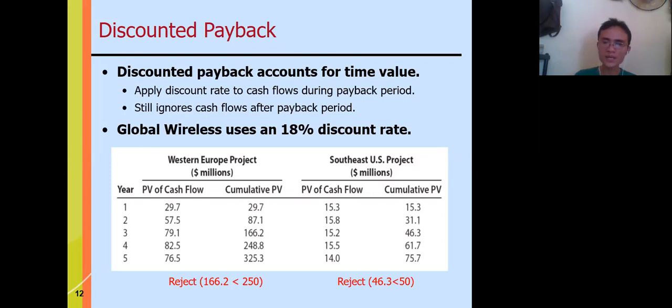And then knowing the cutoff of management, which is 2.75, so clearly we are going to reject the investment. Okay? Reject the investment. Next, what about the Southeast US project?